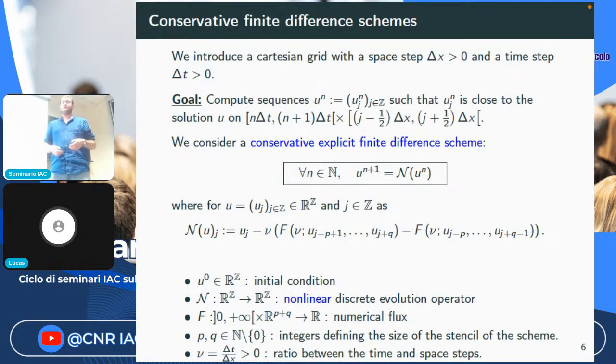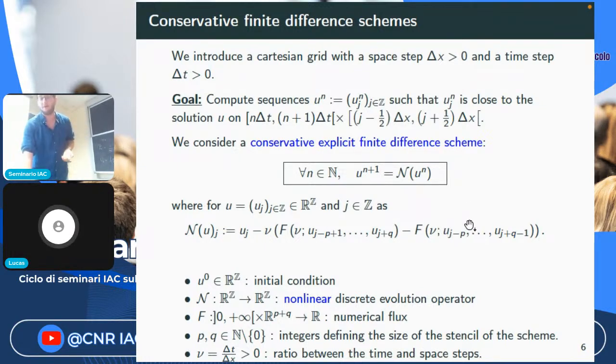To do so, you will need to introduce a finite difference scheme. This is essentially this formula here that says that u^(n+1) is the operator applied to u^n. This operator is known as the discrete evolution operator. It's the operator that allows you to compute the values at the next time step using the values at time step n.